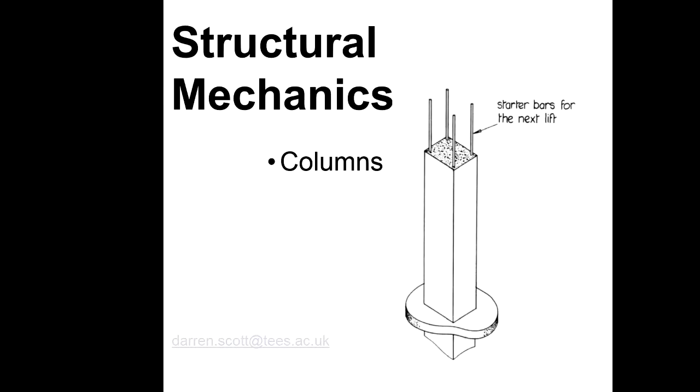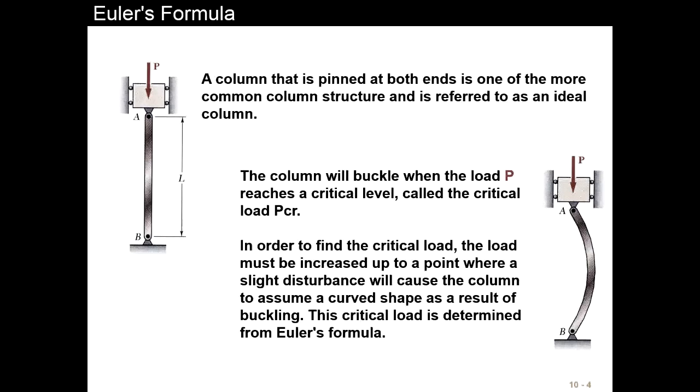So today we're going to be looking at columns. In terms of the theory, it starts off with the assumption that our column, which is going to be loaded at the top, perfectly vertical, because it's a slender column, it's going to bend. And we have this assumption that the two ends are pinned. So that means they can rotate. So it's a bit like having a bolt, and it can rotate freely.